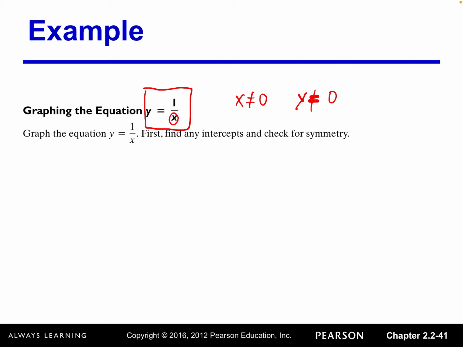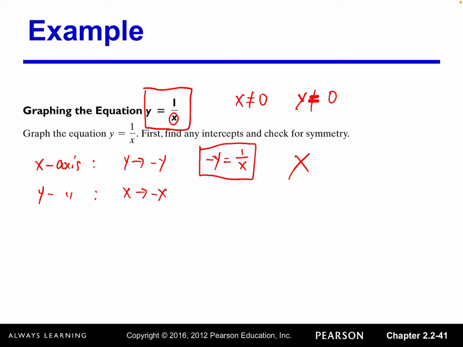And then testing the symmetry property, okay, same process. Testing for the x-axis, we replace y by negative y. So we have negative y equals 1 over x. It's already simplified. Compare this to the original, not the same, so no symmetry with respect to the x-axis. Let's check the y-axis, see if it has a symmetry property. Replace x by negative x, so y equals 1 over negative x. This is different from the original equation, right? So not symmetrical with respect to the y-axis either.